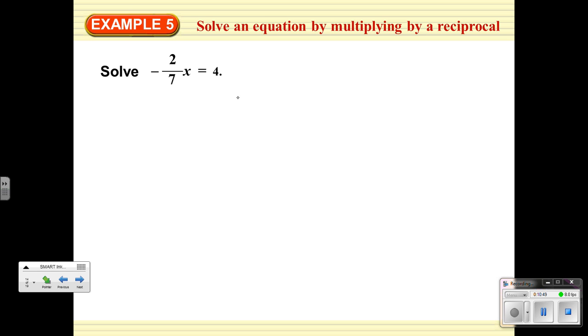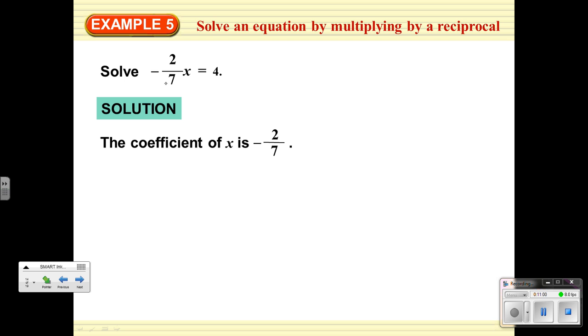So what I can do here, instead of dividing by 2 and then multiplying by 7, I can just use the reciprocal. Actually, I'm going to look at the coefficient, -2/7. I'm going to find the reciprocal. Now the negative can be with the 7, the negative can be with the 2, or the negative can be out front. But you can only have one negative somewhere in your problem. You cannot have two negatives because then it would make it a positive.